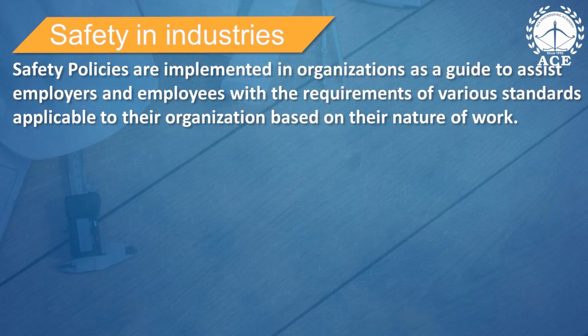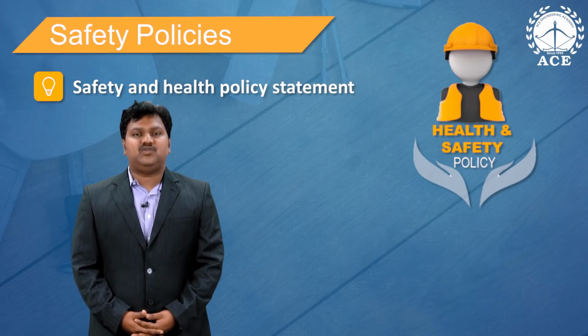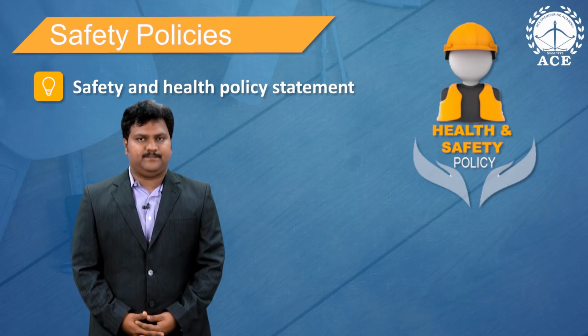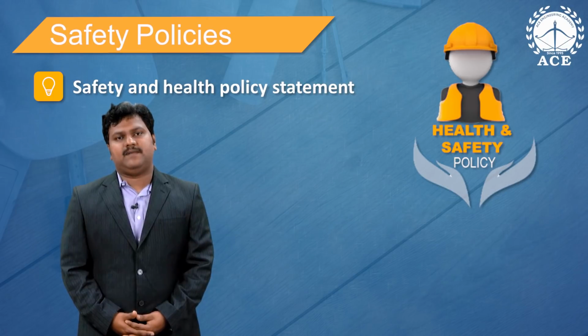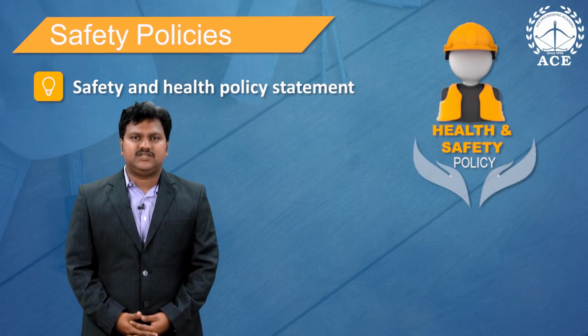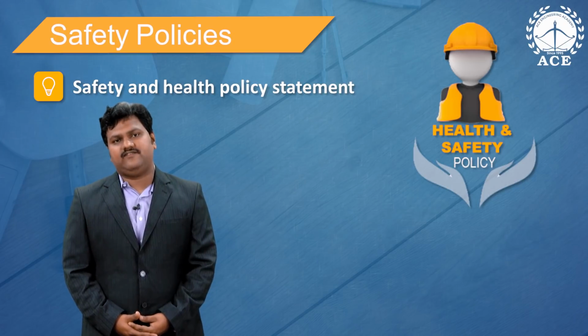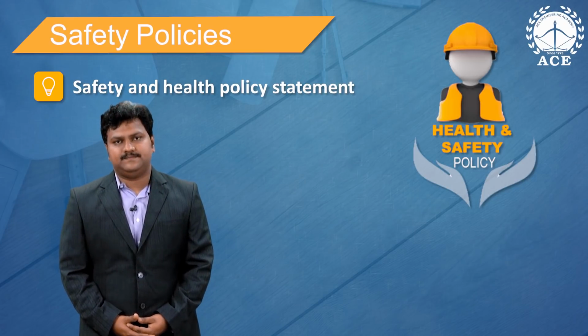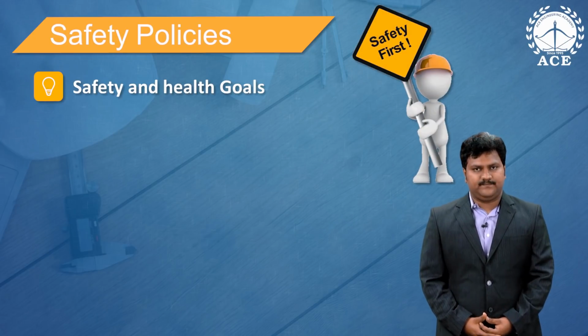These policies may include, the first one, the safety and health policy statement. This can be a driving principle about safety for the employees. Based on this safety and health policy statement, the employees' trust with respect to the organization's commitment towards safety is attained. The next one is safety and health goals.